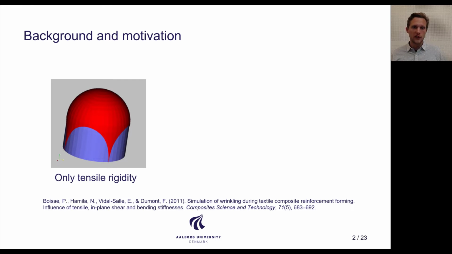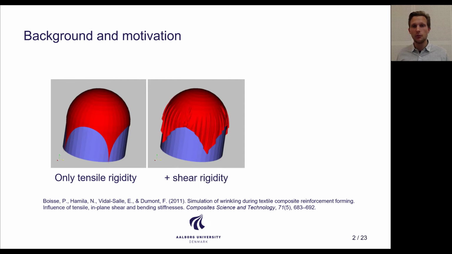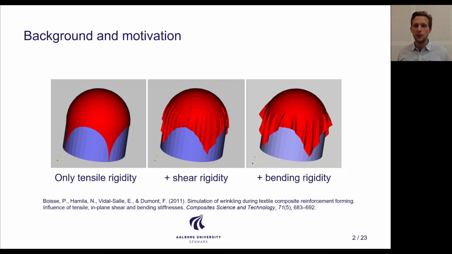So for the motivation I want to show this example. It's a forming simulation onto a hemisphere mold which I have borrowed from Professor Boas and co-workers. If only the tensile rigidity is included, we get a result like this, which is basically like a kinematic draping simulation. If we add the shear rigidity, we can begin to capture wrinkles, for instance due to shear locking, but it's only when we include the bending rigidity that we get the full picture and we can capture the actual shape of the wrinkles. So we would like to have this bending rigidity characterized, and one approach is through experiments.